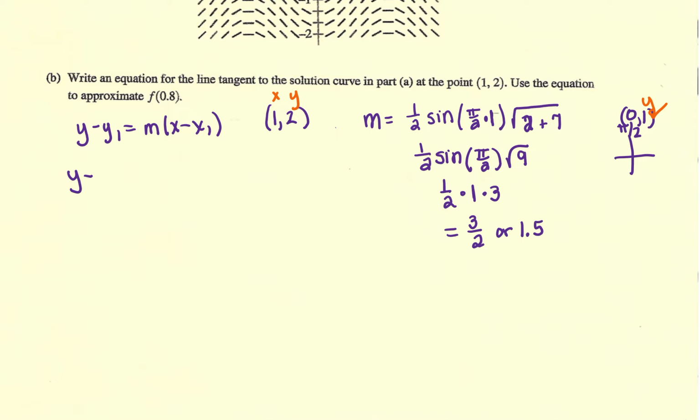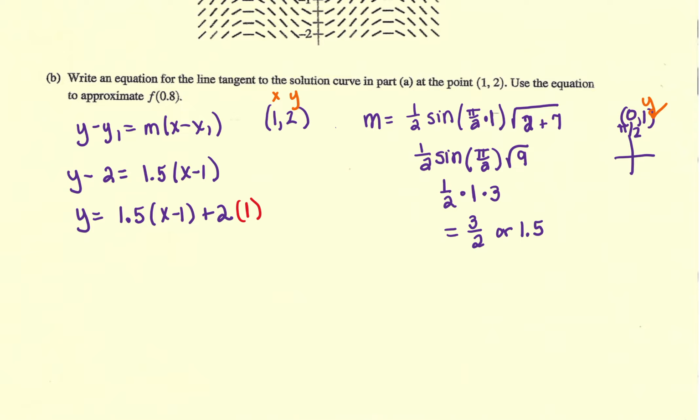So y minus y sub 1 equals your slope. I'm going to use the decimal, and then x minus 1. So then I will add this 2 over here and have y equals 1.5 times (x minus 1) plus 2. If you got the equation of that tangent line, give yourself another point.